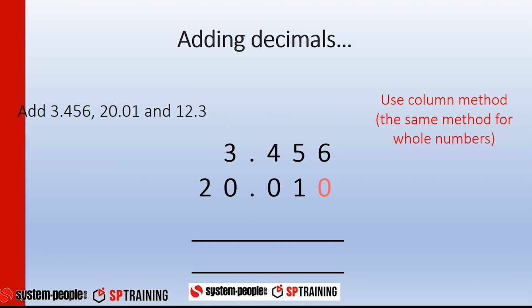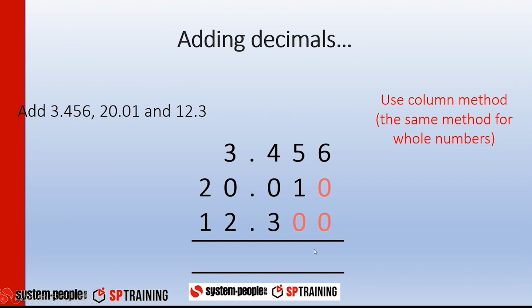And when you've got a missed out number here at the end, I've just filled that in red because it means then I make sure that I add nothing to the 6 there. And then I've got 12.3 and I put 2 zeros in the hundredths and the thousandths column. And then I just add these numbers up the usual way.